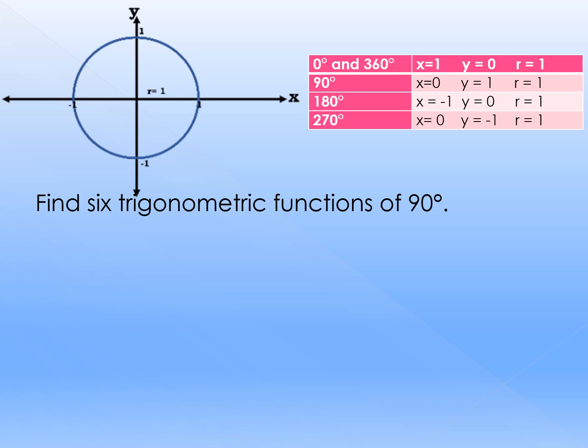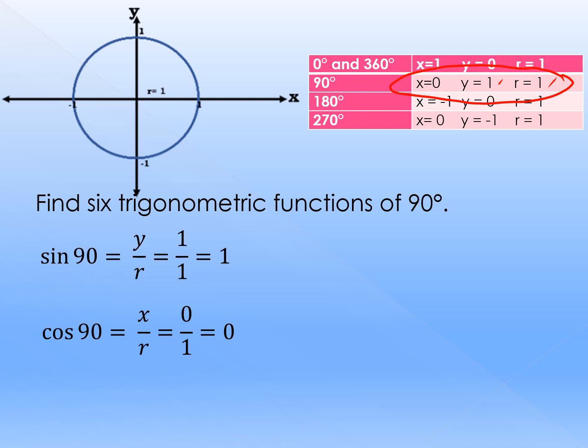Since 90 degrees, we're going to use this data. X equals 0, y equals 1, and r equals 1. And we're going to use the same pattern. For sine, we have y over r. So instead of writing y, we're going to write 1. And instead of writing r, we're going to write 1. So 1 divided by 1 is equal to 1. Therefore, sine 90 is equal to 1.